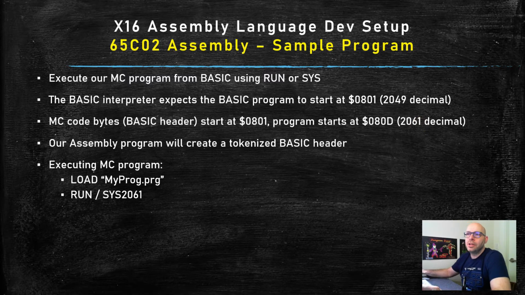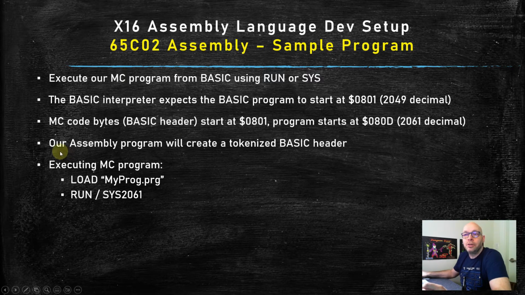But what that means is when we create our assembly language program, we're going to inject some extra bytes of code at the beginning of the program before our actual assembly language program that we want to run to do stuff. And those extra bytes are going to be a basic header, because the computer expects there to be a basic header at the beginning of our code in order to be able to run our program from basic. And this will all become clear in a moment when we actually do it.